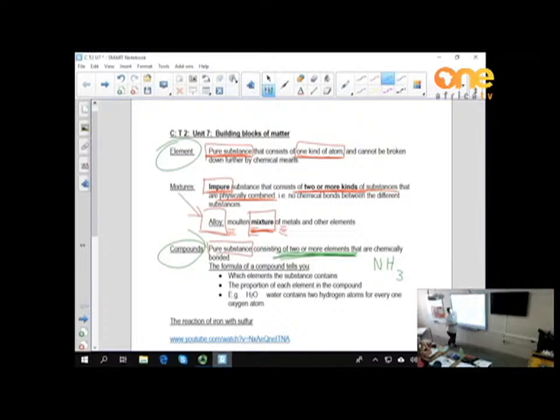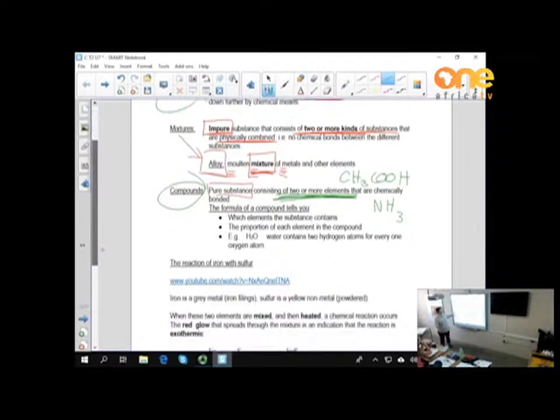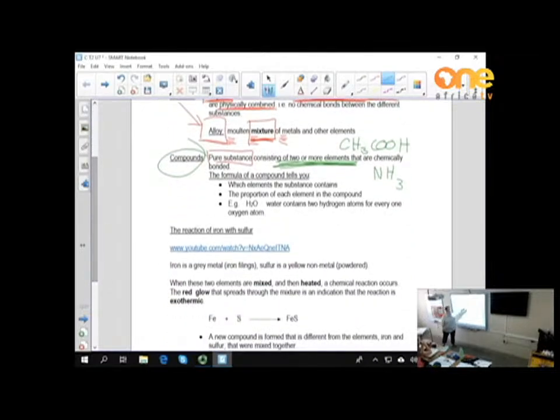If I look at something like this, it's the chemical formula for vinegar. Carbon, hydrogen, and oxygen. It's 3 different elements. Now, this is an organic compound, so we write it in a slightly different way. But all of these atoms, carbon and hydrogen and oxygen, are chemically bonded. Also non-metals, so it will also be covalent bonds bonding them together. Okay, so compounds: pure substances, 2 or more elements that are chemically bonded.